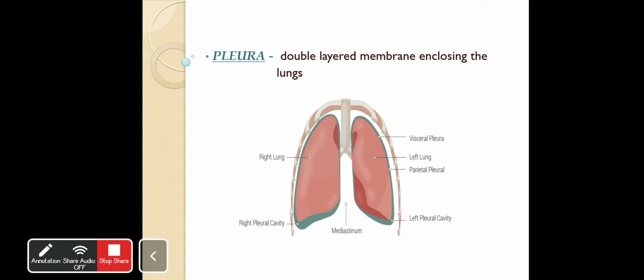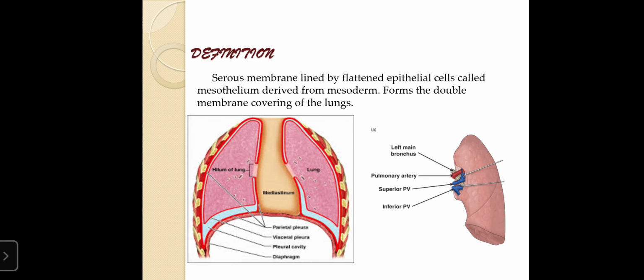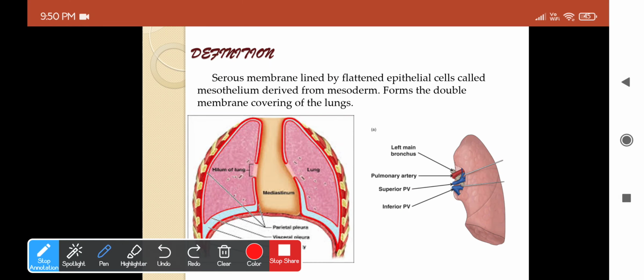As I said, it's a double layered membrane which is enclosing the lung, which has outer parietal layer and inner visceral layer. So going to the definition proper, pleura is nothing but a serous membrane which is lined by flattened epithelial cells called mesothelium, derived from mesoderm. This will completely enclose the lung except at the hilum.